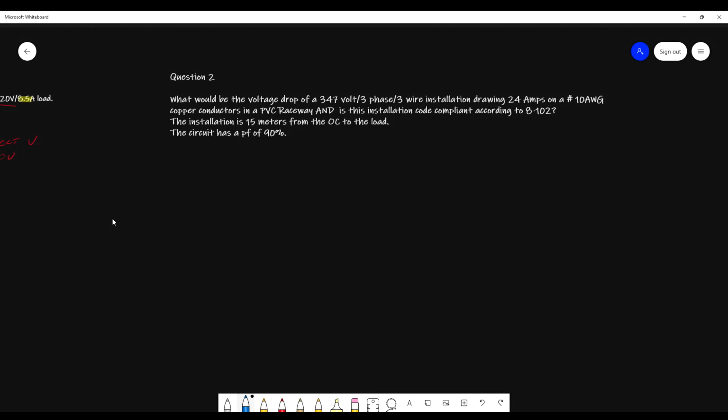Okay, question 2. What would be the voltage drop of a 347 volt, 3-phase, 3-wire installation drawing 24 amps on a number 10 copper conductor in a PVC raceway, and is this installation code compliant according to 8102? The installation is 15 meters from the overcurrent device to the load. The circuit has a power factor of 90%. So the question is, what would be the voltage drop? All right, so let's go look at our formulas that we had and see what we can use.